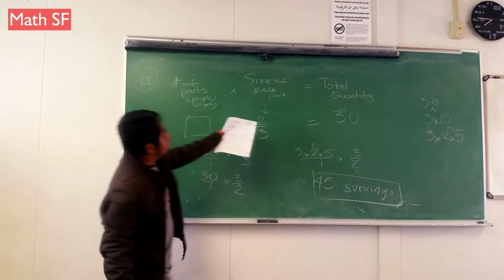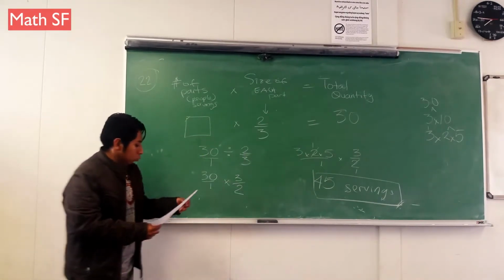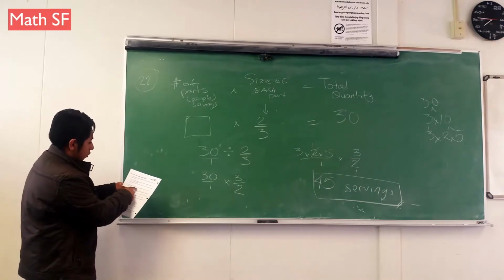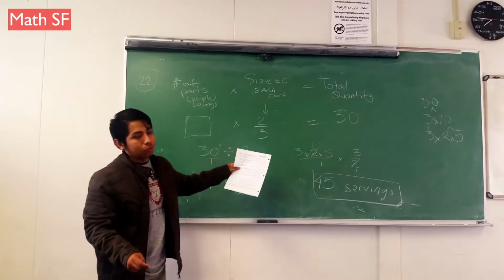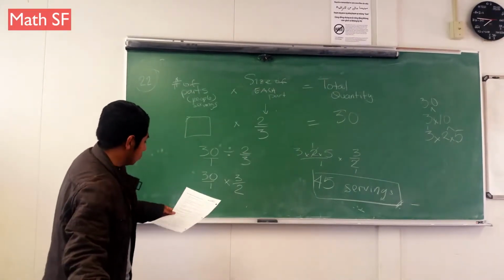So you see the word "each" in a problem means that you have to use that formula. Now, what's 23? Let me skim through it. A committee has 40 members, 5/8 of the members are women. So you don't see the word "each" in this problem. So therefore, we're not going to use this formula anymore. So let me erase that.